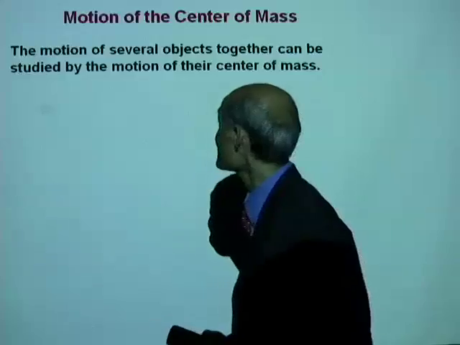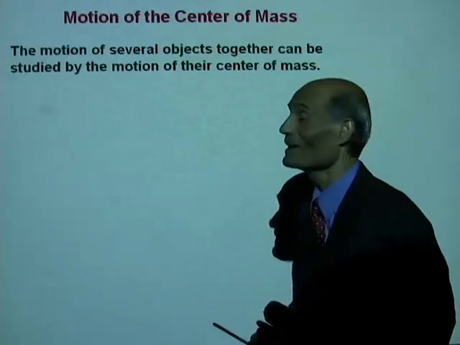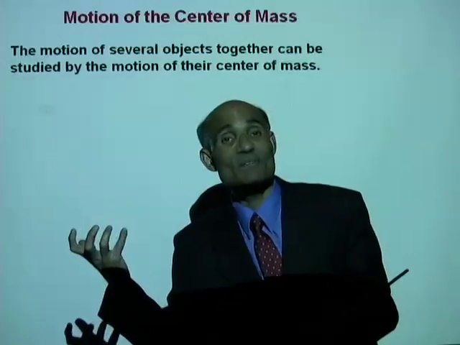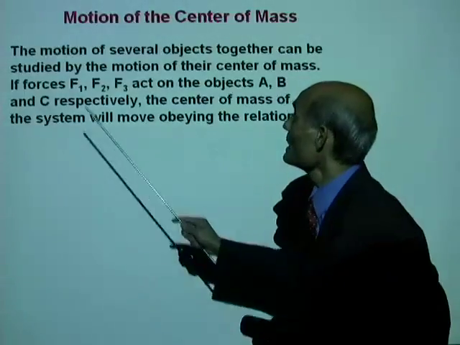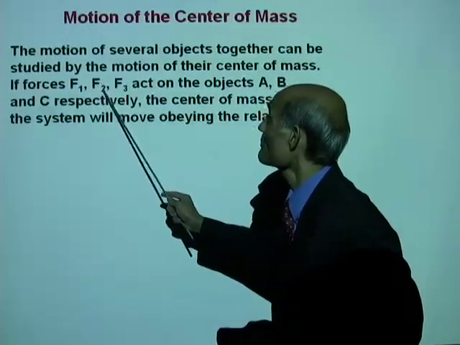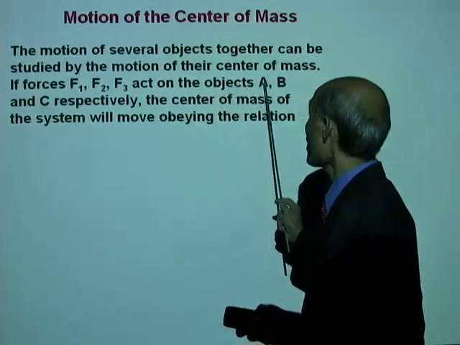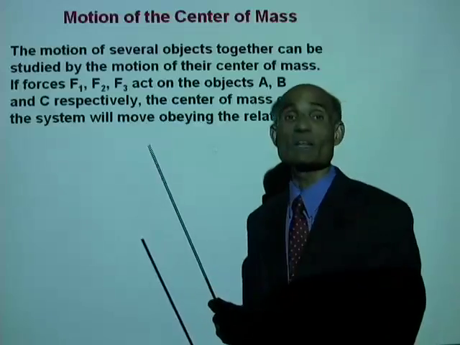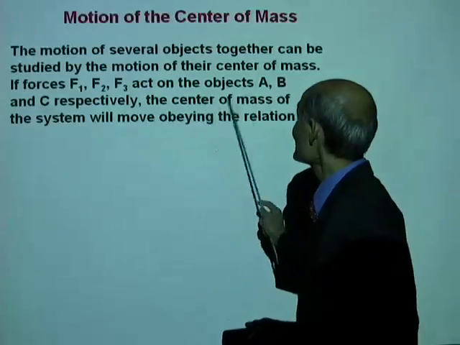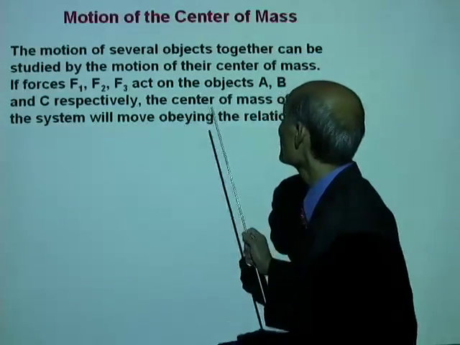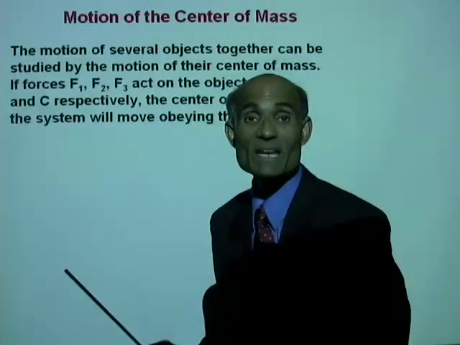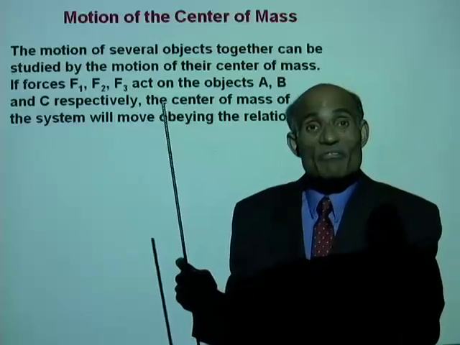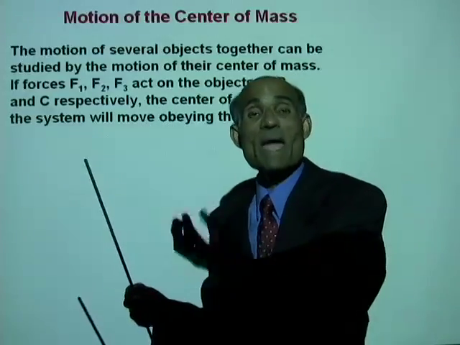The motion of several objects together can be studied by the motion of their center of mass. If forces F1, F2, F3 act on objects A, B, and C respectively, then the center of mass of the system will move obeying the laws of motion. What is the law of motion? F net equal to ma.